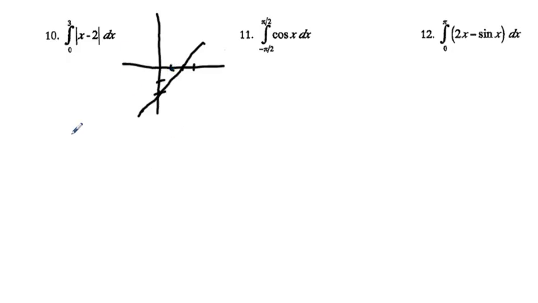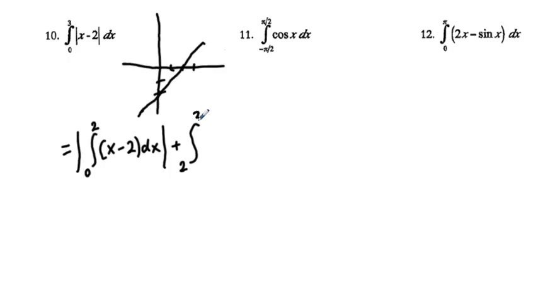So what that's going to be is the absolute value of the integral from 0 to 2 of x minus 2 dx, the absolute value of this, plus the integral from 2 to 3 of x minus 2 dx. So those are a couple hints there on problems 8 and 10.